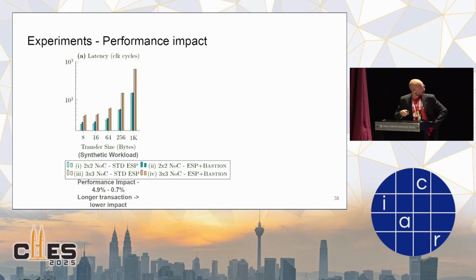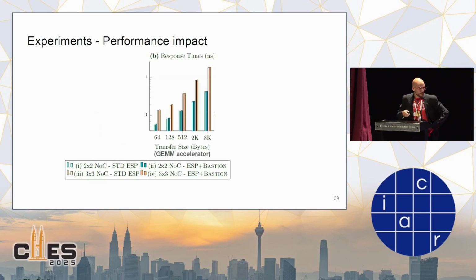So what we see here is that the performance impact in this initial synthetic workload experiment is between 4.9 and 0.7%, and the longer the transactions, the lower the impact on performance. The same happens when we consider a GEMM accelerator. In this case, we have longer transactions, and having longer transactions, we measure a lower impact on performance overall.